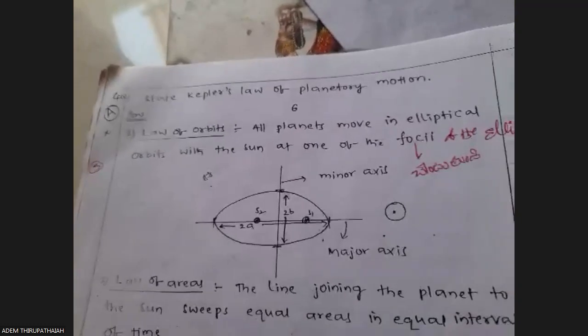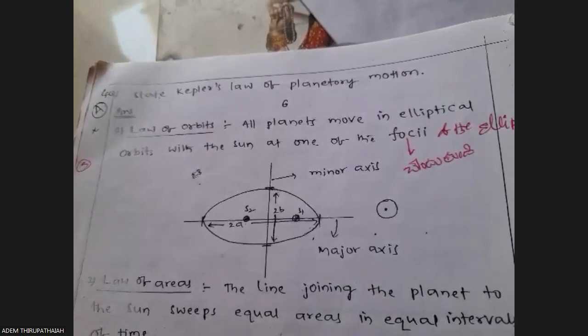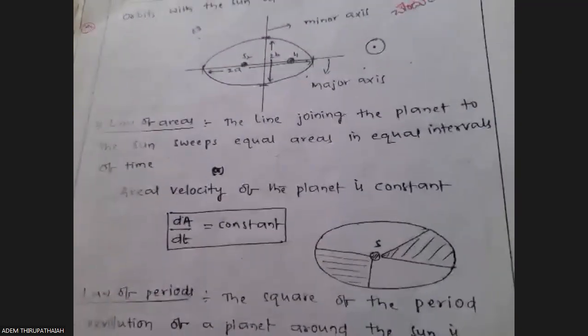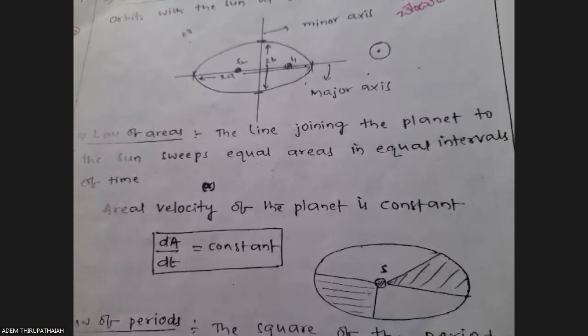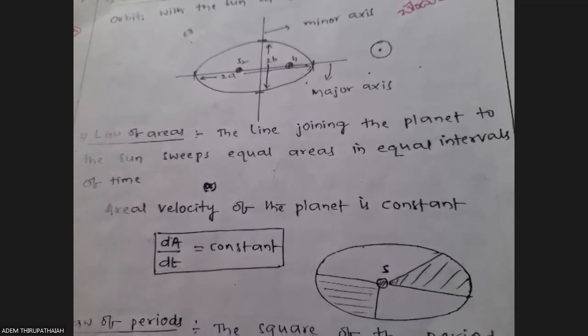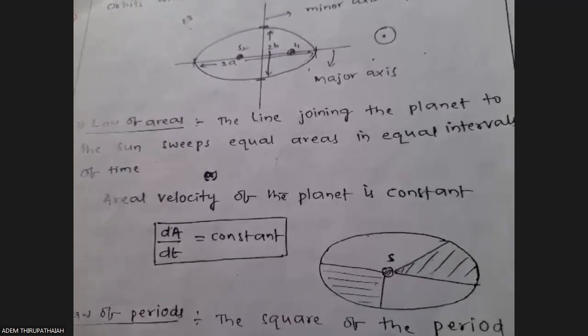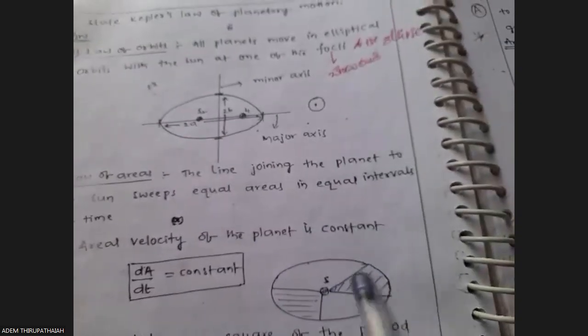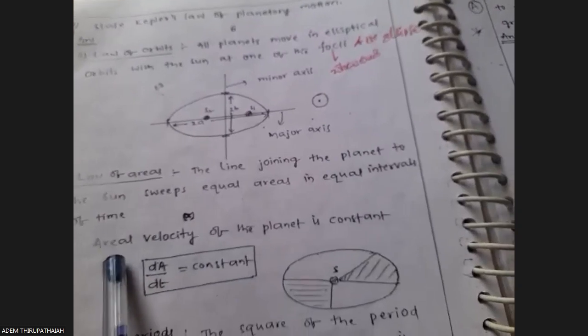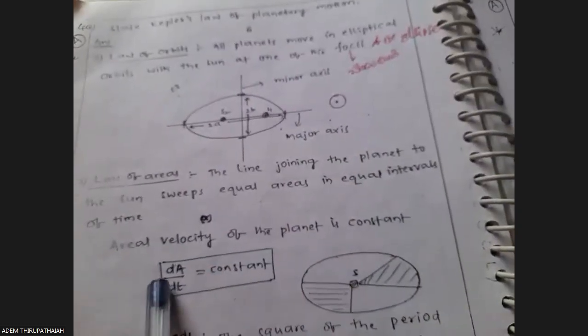Once again, what is the law of orbits? All planets move in elliptical orbits with the sun at one of the foci. Next, what is the law of areas? The line joining the planet to the sun sweeps equal areas in equal intervals of time, or the areal velocity of the planet is constant. Simply, equal areas in equal intervals of time. The areal velocity of the planet is constant, that means dA by dt equals constant.